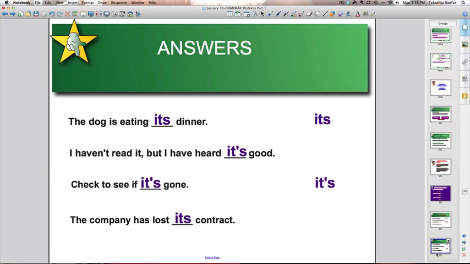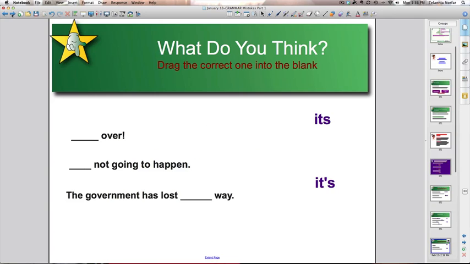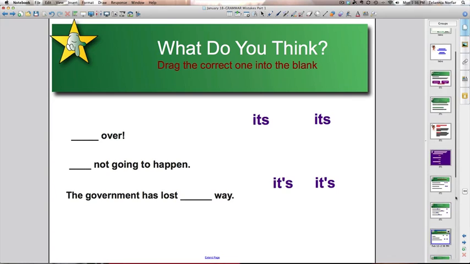The company has lost its contract. It belongs to the company. See, it is contract wouldn't work, or it has contract wouldn't work. Let's keep going. Good job if you got it right. What do you think about these? Again, take the word its or the word it's with the apostrophe and drag it into the right sentence. Pause the video until everyone has answered.